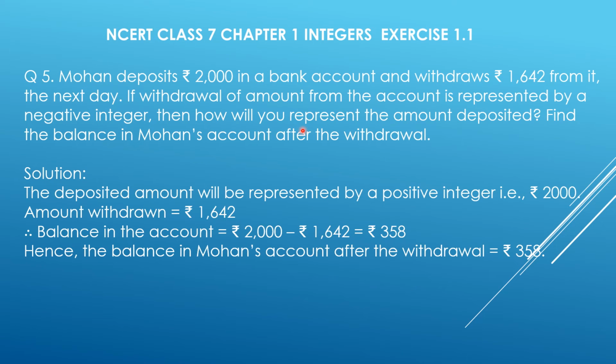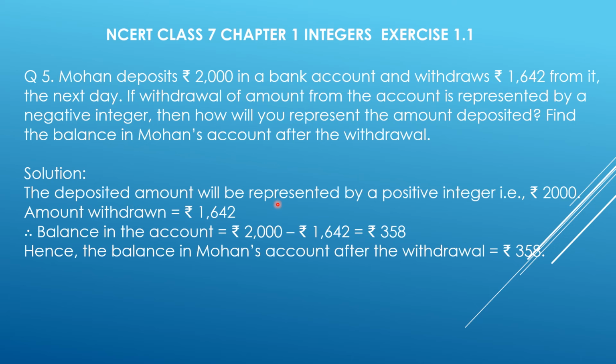The next question, question number 5. Mohan deposits rupees 2000 in a bank account and withdraws rupees 1642 from it the next day. If withdrawal of amount from the account is represented by a negative integer, then how will you represent the amount deposited? And find the balance in Mohan's account after the withdrawal. So they have given the deposited amount and also the withdrawal amount, and the withdrawal amount is represented by a negative integer. That means withdrawal means we are deducting the amount from the total amount. So we also have to find the balance after the withdrawal.